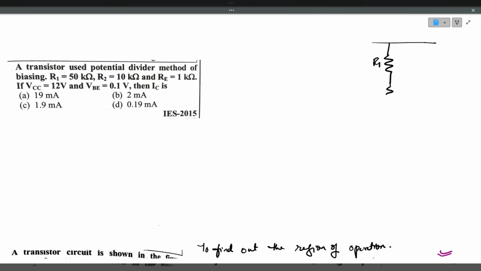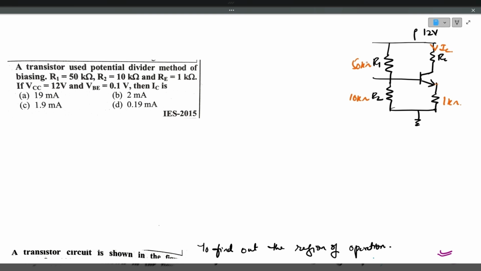This is R1. The emitter resistance and collector resistance. VCC is given as 12 volts. R1 is given as 50 kilo ohms. R2 is 10 kilo ohms. Emitter resistance is 1 kilo ohm, and collector resistance is not given here. Fine. Now we need to calculate the collector current.